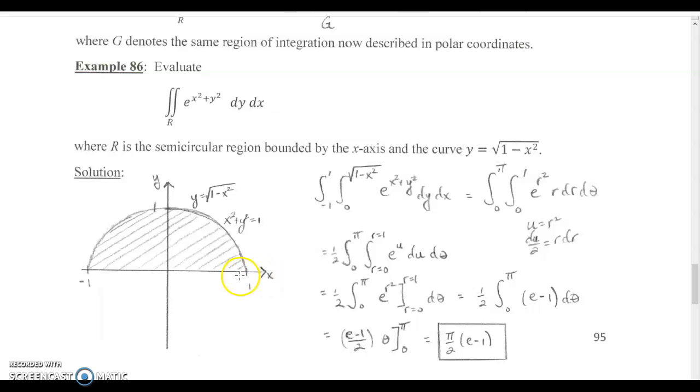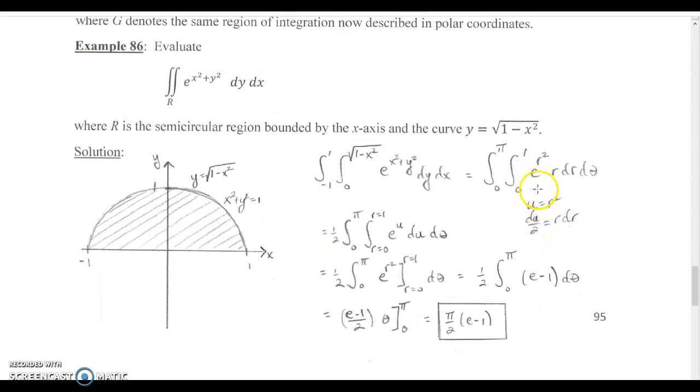So then I have to say, well, as theta ranges from, so this is the angle 0, theta ranges from 0 over to pi to cover this region. R is going from 0 to 1 for every single value of theta. Okay, so that's how you get these limits of integration.